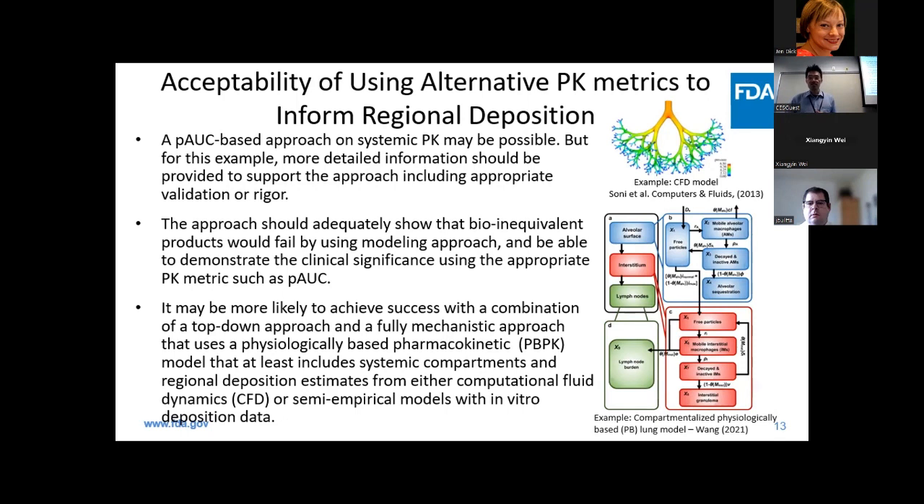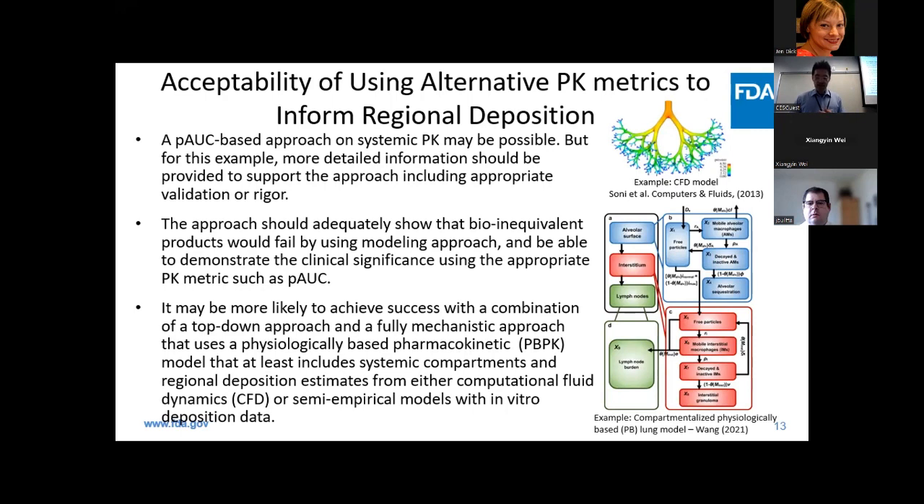such as AUC. I also provide some graphs on the right, the CFD model and the PPPK model. It may be more likely to achieve success with a combination of the top-down and fully mechanistic approach used for the PPPK, and that at least includes systemic compartment and regional deposition parameters. So from this example, it shows that the empirical simple PK model may be good for certain drugs and can provide some general solution to support an alternative PK metric.